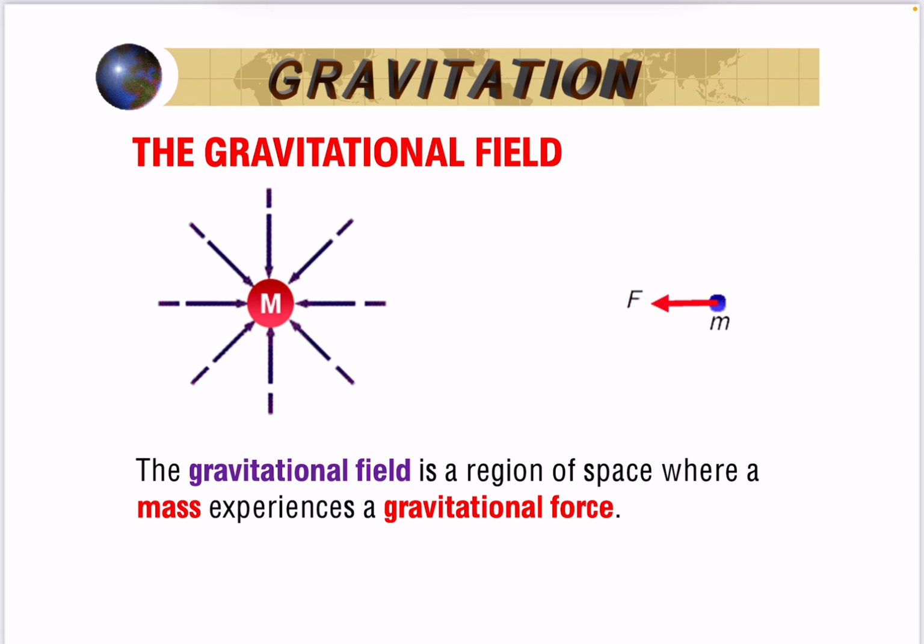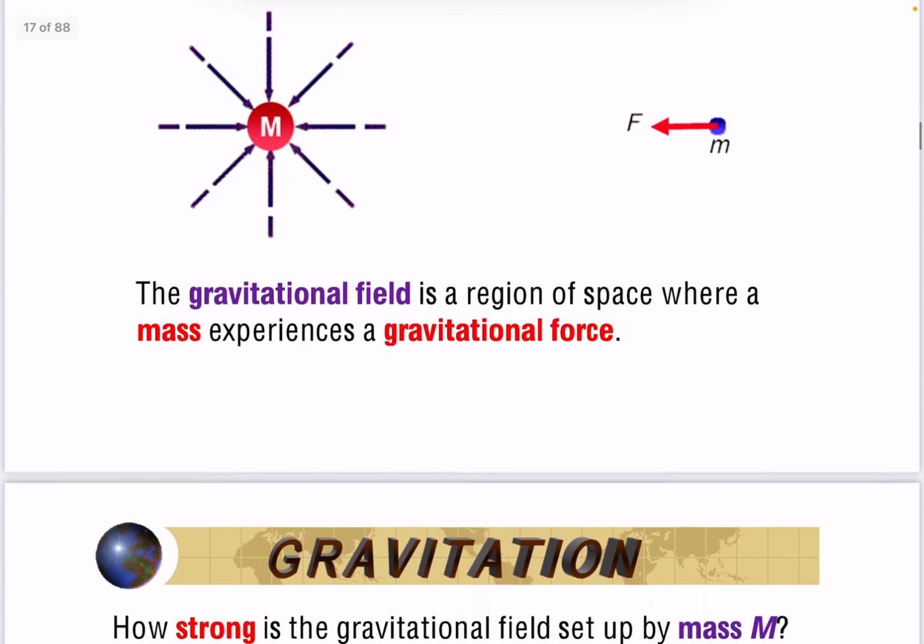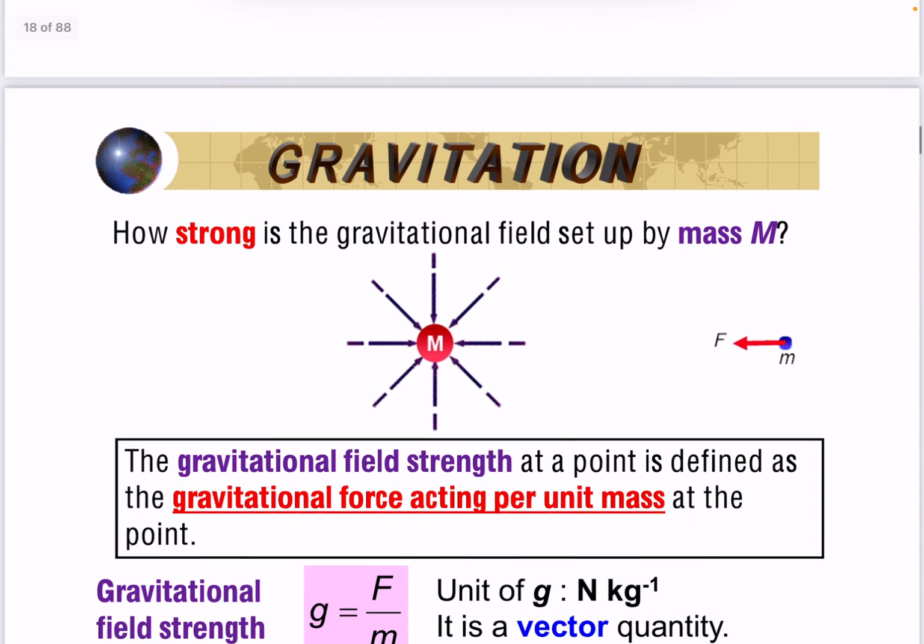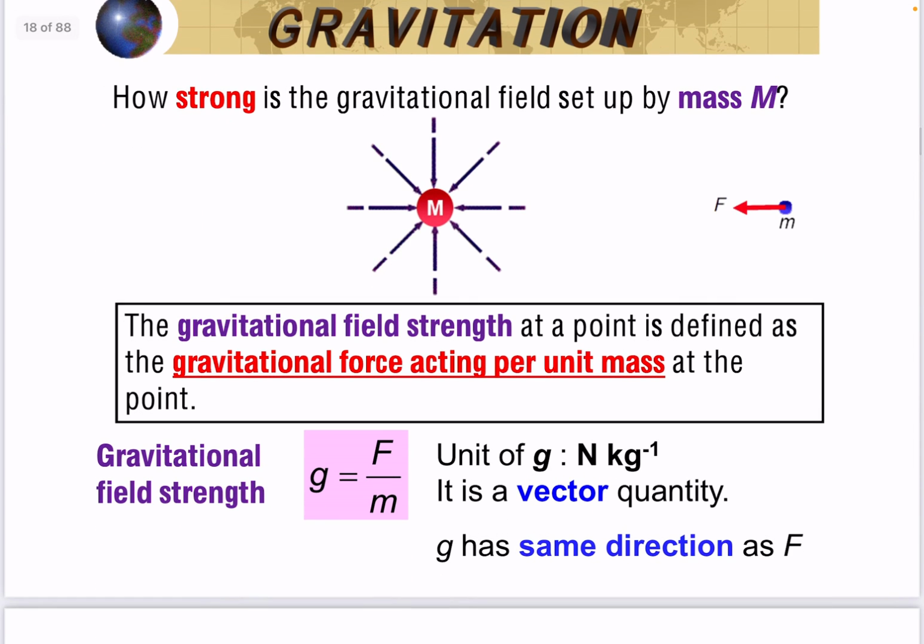Look at the two objects here, which one can be an Earth and the other is a moon. They are obviously not in contact, but why is there a force between them? One way to visualize this is through the gravitational field. We can define the gravitational field strength at a point as the gravitational force acting per unit mass at the point.